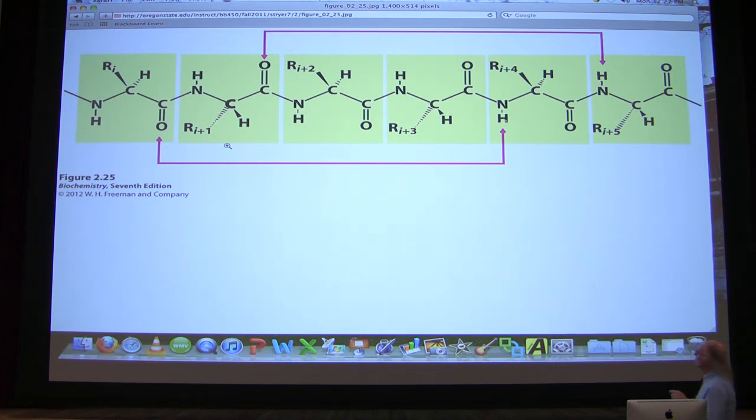There's a carbonyl, there's a hydrogen. And as we saw on the very first day, those are really good pairs for making hydrogen bonds.